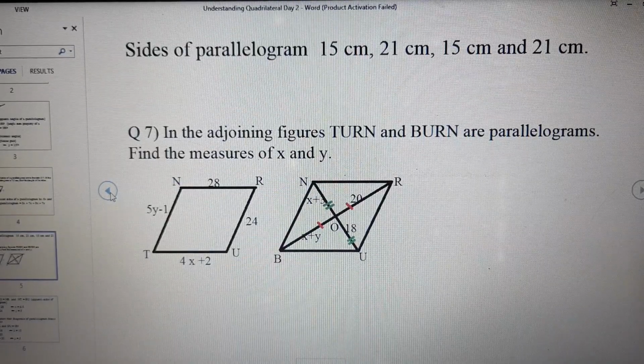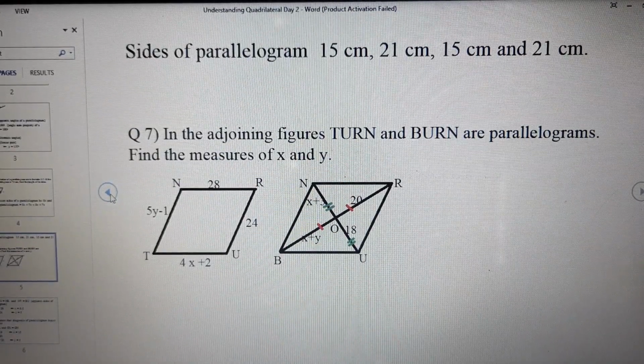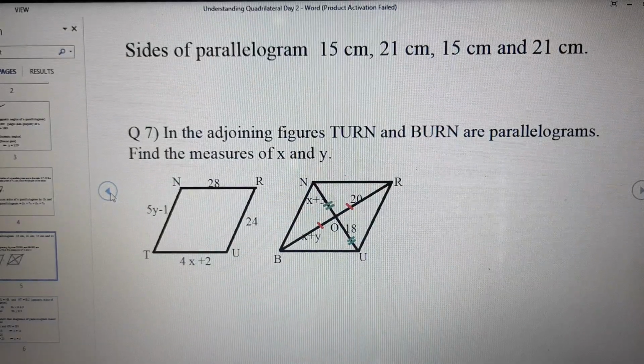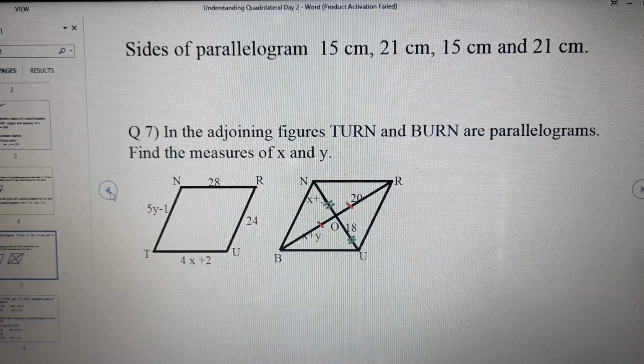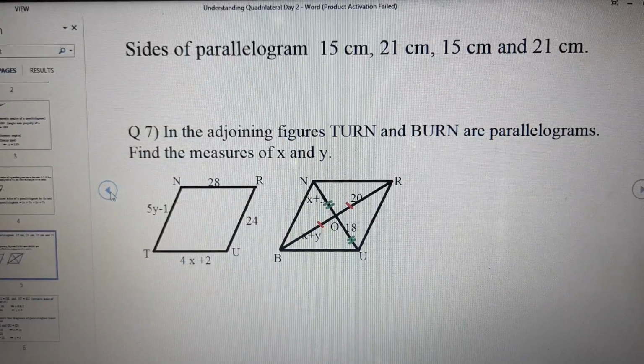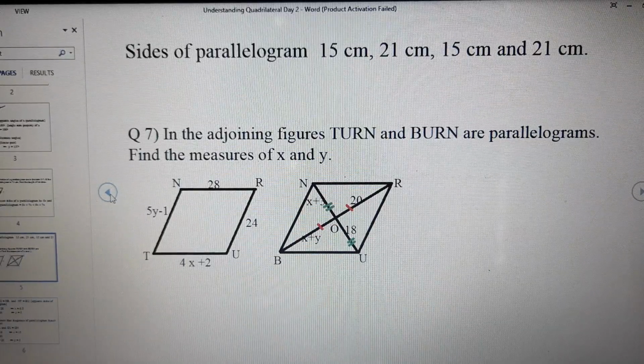I am going back to see the diagram of the second part. It says that BURN is a parallelogram. If BURN is a parallelogram, we are supposed to find the measurements of x and y. Remember, here again they have not given the angles. Okay, they have given the diagonals.